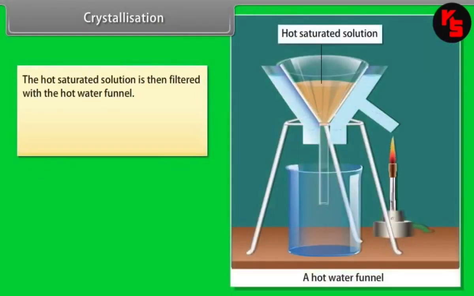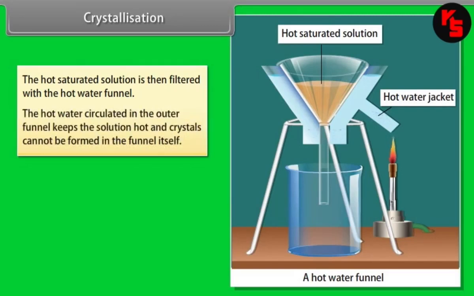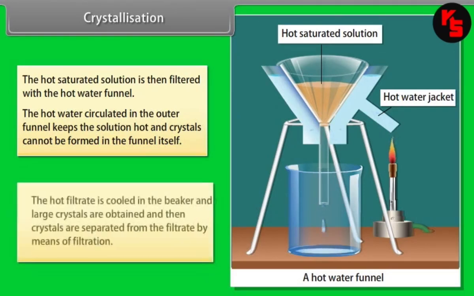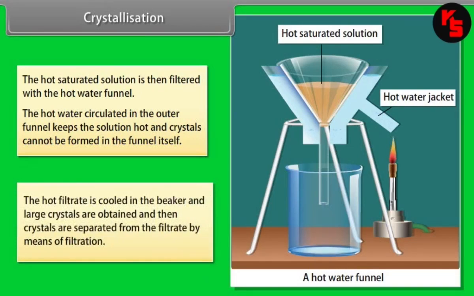The hot saturated solution is then filtered with a hot water funnel. The hot water circulated in the outer funnel keeps the solution hot, so crystals cannot form in the funnel itself. The hot filtrate is cooled in a beaker and large crystals are obtained, and then the crystals are separated from the filtrate by means of filtration.